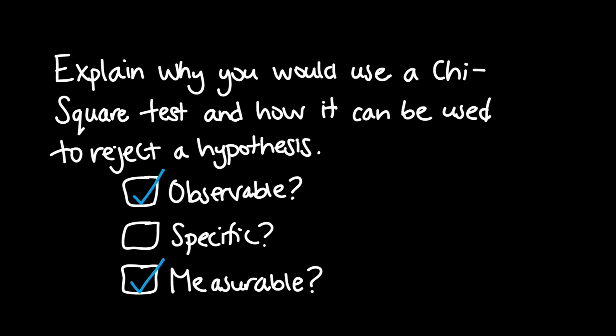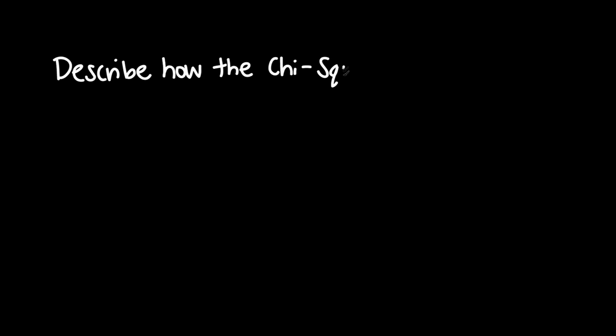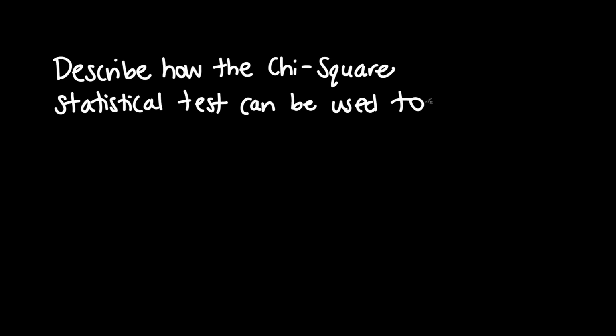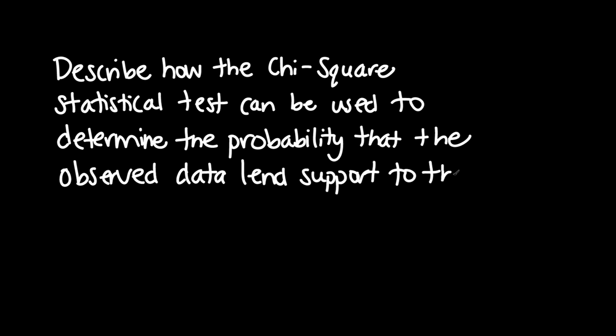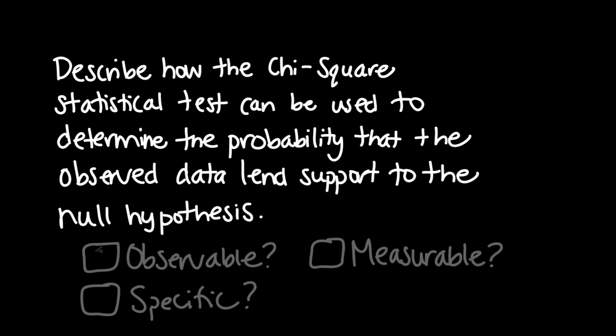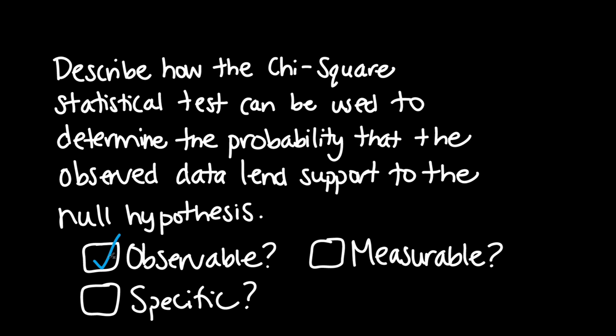To make this learning objective observable, measurable, and specific, it was rewritten. Describe how the chi-square statistical test is used to determine the probability that the observed data lend support to the null hypothesis. This rewritten learning objective is now specific because it indicates to students the context in which the chi-square test will be used to determine whether their experimental data lend support to their hypothesis.